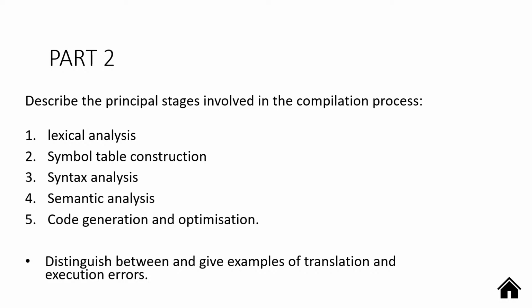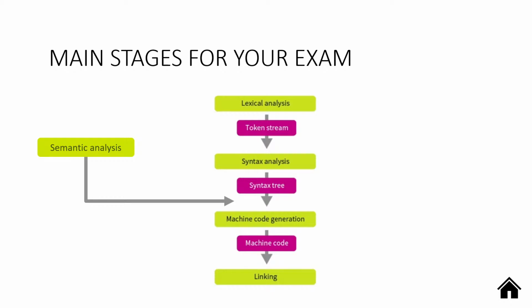Okay, those 5 things there, we need to be able to explain. This is the diagram that you've all seen. I hope you've all seen it. And you need to basically explain your way through it. The things in the purple rounded rectangle looking things, we don't need to know about them for this exam. But we need to know about lexical, syntax, semantic, machine code generation, optimization, and linking.